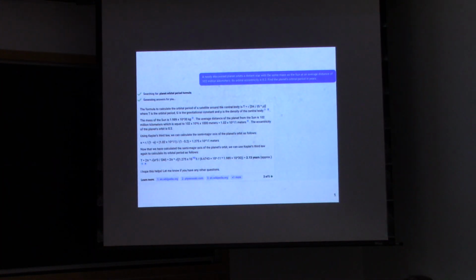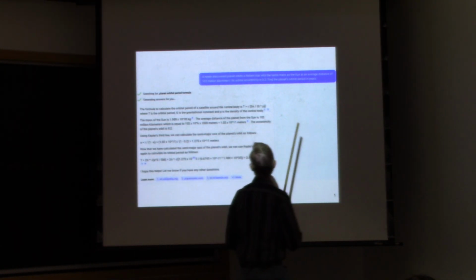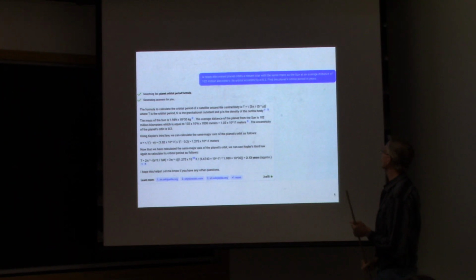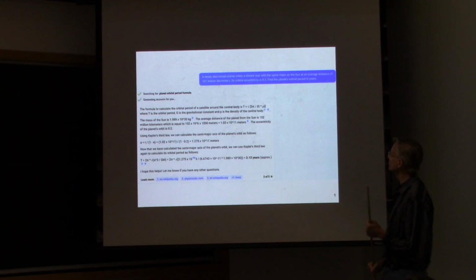But in any case, just for fun, I will show you an example of an AI hallucination, if you will, or at least not doing a good job, where I gave ChatGPT, and this was like a year ago, so I don't know, maybe it's better now. But the other thing is you get different answers every time, potentially, because of the way these things work. So I gave it a problem from Mastering Astronomy, that I use in Astronomy 111. A newly discovered planet orbits a distant star with the same mass as the Sun and an average distance of 102 million kilometers. Its orbital eccentricity is 0.2. Find the planet's orbital period in years.